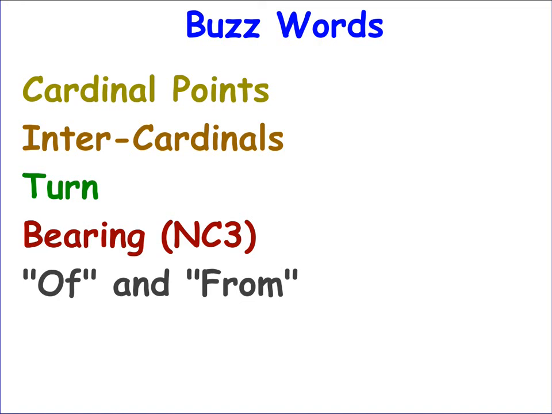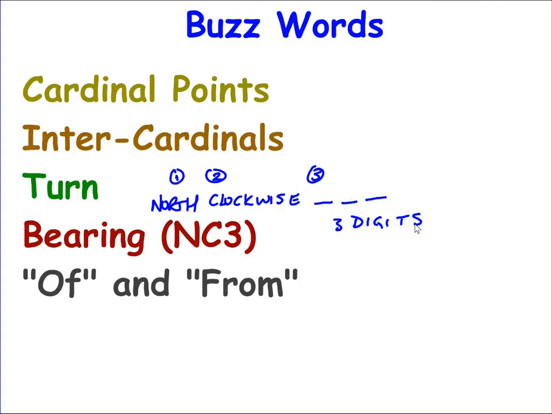We know how to give and receive bearings by using the position relative to north. So our 3 rules: 1, it has to be relative to north. 2, you have to go round clockwise. And 3, you need 3 digits for a bearing. And then finally, the expressions of or from. Of is the one I'm interested in. From is the one that I measure from.